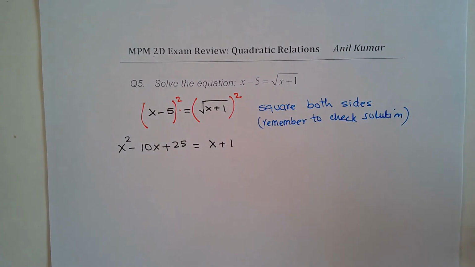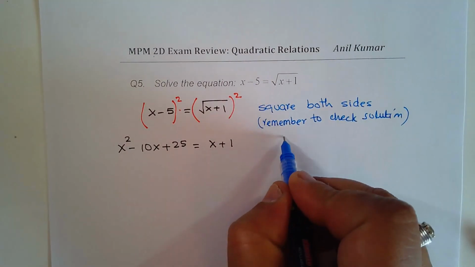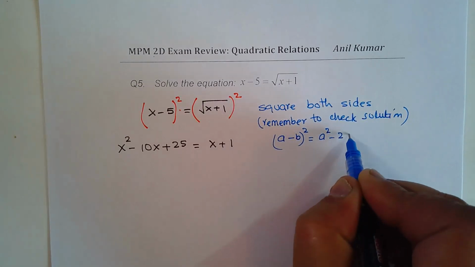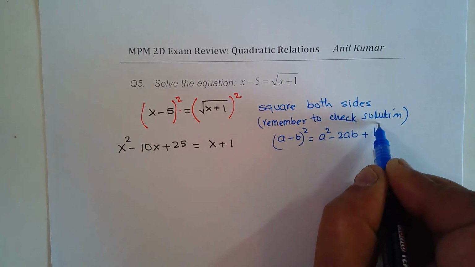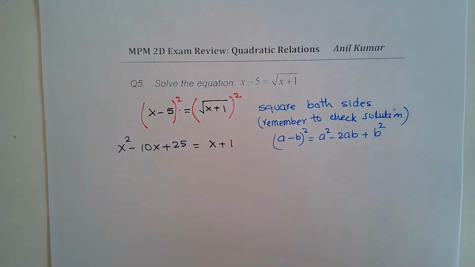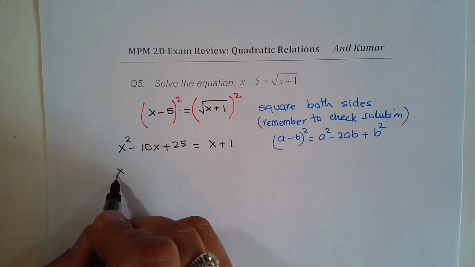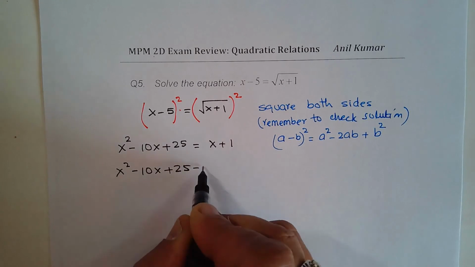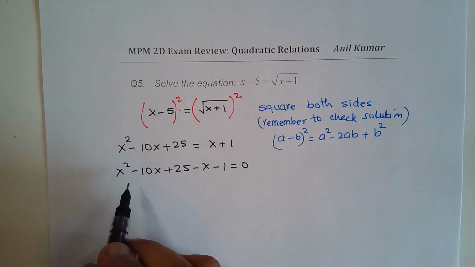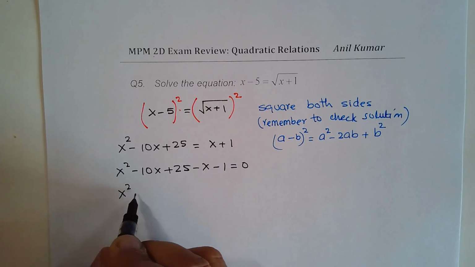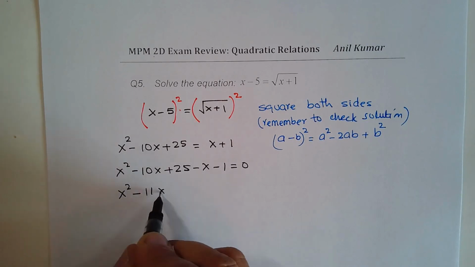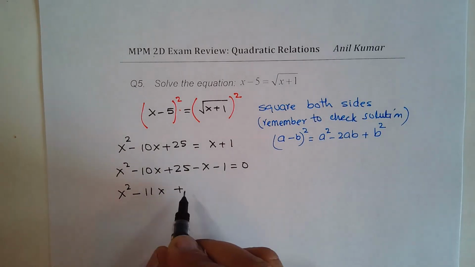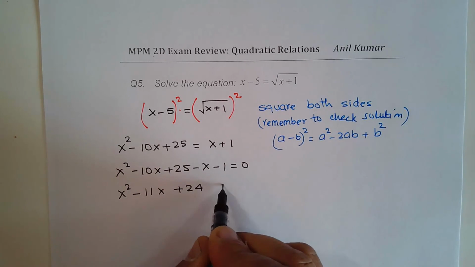So here, we use the formula (a minus b) whole square is equal to a square minus 2ab plus b square. Perfect. Let's bring all the terms to one side. So we get x squared minus 10x plus 25 minus x minus 1 equals 0. That gives you x squared minus 11x, and 25 minus 1 is plus 24 equals 0.